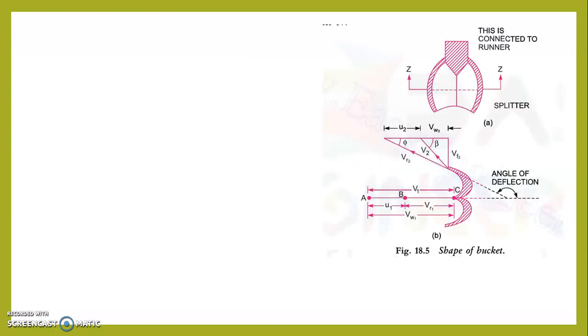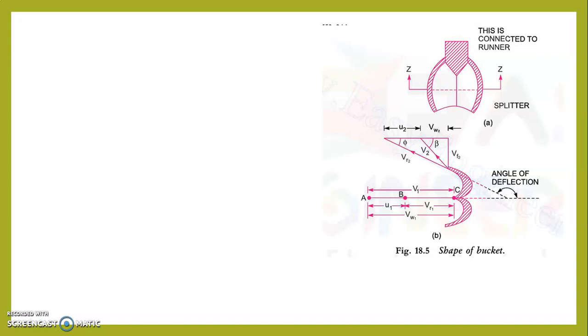Next thing, this is the velocity diagram for a Pelton wheel. In a Pelton wheel, the inlet velocity is parallel to the direction of motion of the blade. So you can see the blade will be moving in this direction, and the velocity of water will be parallel to the direction of motion of the blade. So at inlet, the value of alpha and theta is equal to 0 for a Pelton wheel.